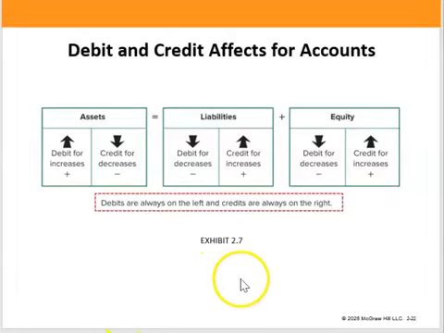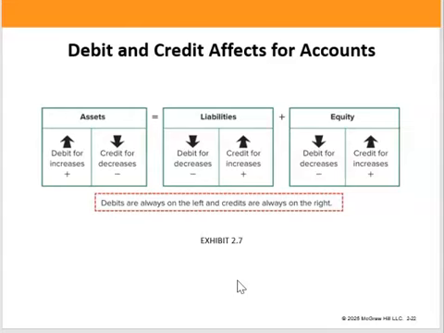Okay. So here's a little cheat sheet to help remember where things go and how things get affected. And again, it's because the assets equal the liabilities plus the equity. So if an increase for an asset is a debit, then it makes sense that the increase for a liability has to be a credit, or an increase for the equity has to be a credit, because our debits and our credits have to balance.